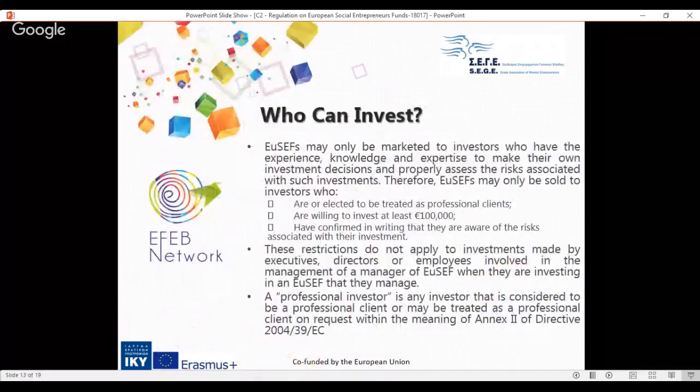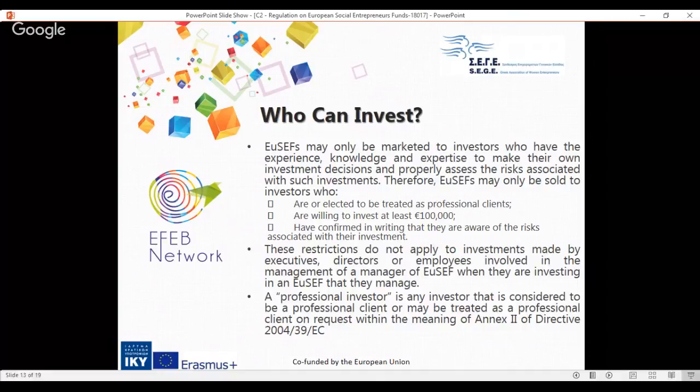So who can invest? European social entrepreneurs funds may only be marketed to investors who have the experience, knowledge, and expertise to make their own investment decisions and properly assess the risks associated with such investments. Therefore, European social entrepreneurs funds may only be sold to investors who are or elect to be treated as professional clients, are willing to invest at least €100,000, have confirmed in writing that they are aware of the risks associated with their investment.